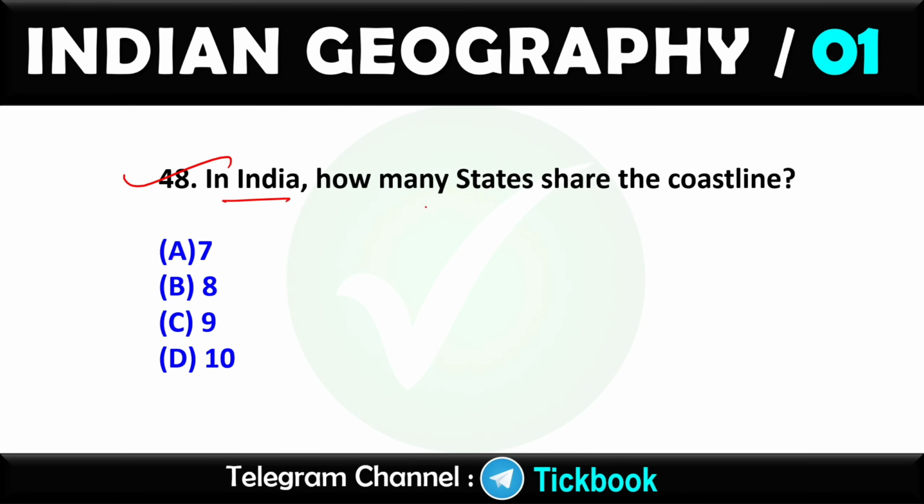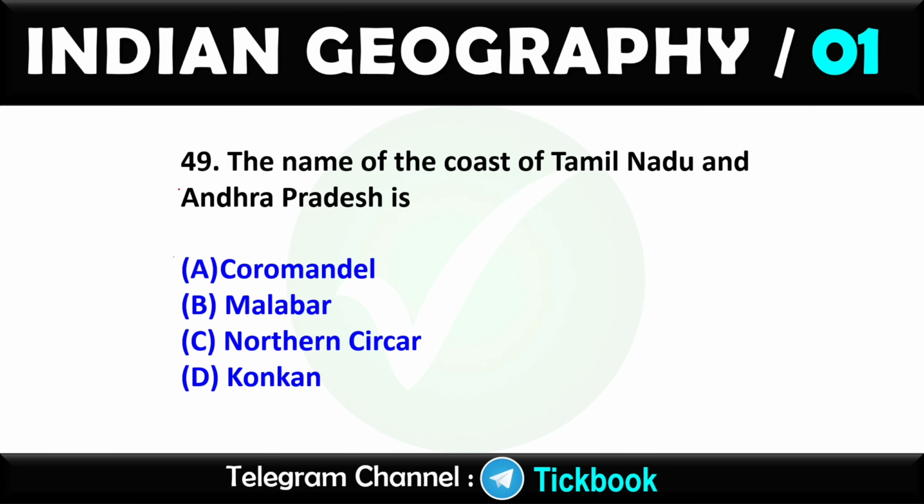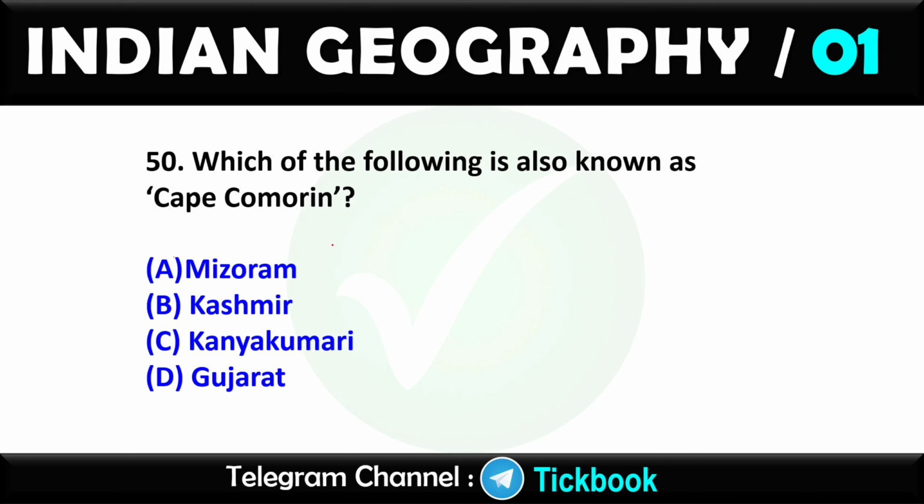48. In India, how many states share the coastline? Option number C, 9. 49. The name of the coast of Tamil Nadu and Andhra Pradesh is? Option number A, Coromandel is the right answer. And this is the last question. Which of the following is also known as Cape Comorin? Option number C, Kanyakumari is the right answer.